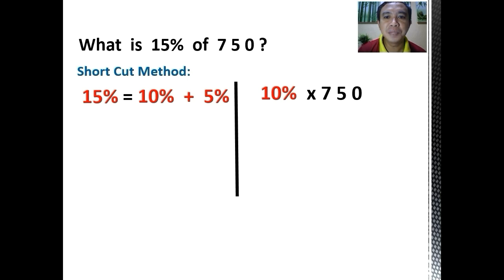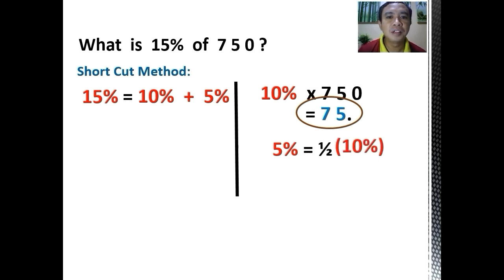So let us get the 10% of 750. To do that, simply move your decimal point 1 place to the left. So you have 75. Now, we get the 5% of 750. To do that, we simply get 1/2 of 10% of the number. Now we know that 10% of 750 is 75. So what is 1/2 of 75? So 35 plus 2.5, you have 37.5.